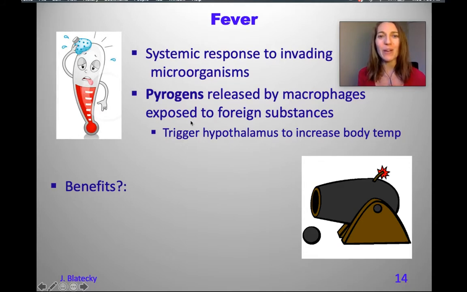So if you think about what's really going on, we've learned that macrophages can release pyrogens. So pyro, you may be thinking like pyromaniac, right? Run with that. So these pyrogens trigger the hypothalamus, right? A key part of our brain that's involved in temperature homeostasis. And they trigger the hypothalamus to increase our body temperature. So pretty slick.